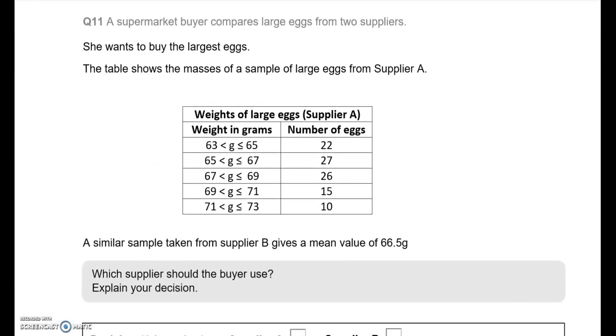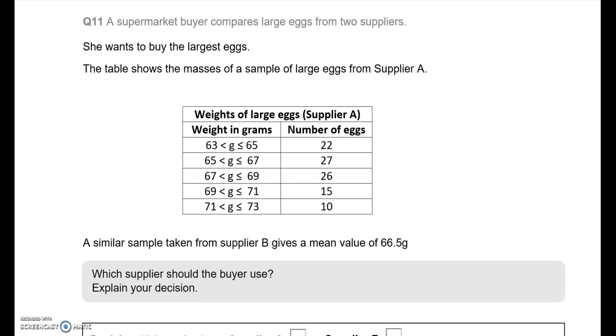A supermarket buyer compares large eggs from 2 suppliers. She wants to buy the largest eggs. The table shows the masses of a sample of large eggs from supplier A. A similar sample taken from supplier B gives a mean value of 66.5 grams. Which supplier should the buyer use? Explain your decision. So we're going to estimate the mean here.